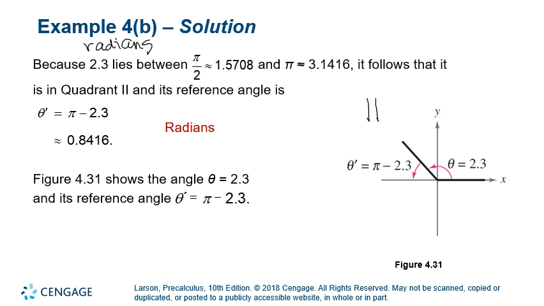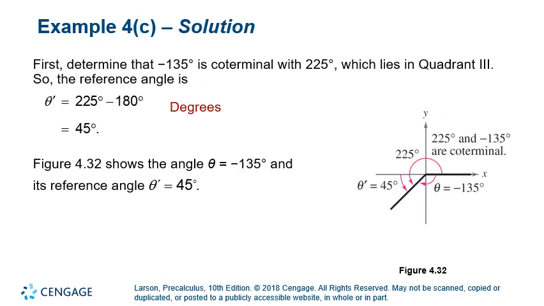But our reference angle will need to be in radians because our original angle, theta, is in radians. So we would say pi, right here, I'm going to highlight that again. I think it's helpful to see where we're talking about. The closest horizontal axis is here, the negative x-axis, which is where we have pi. So pi minus 2.3 is about 0.84, which is your reference angle.